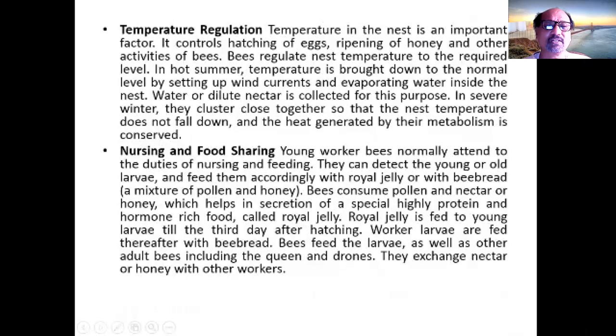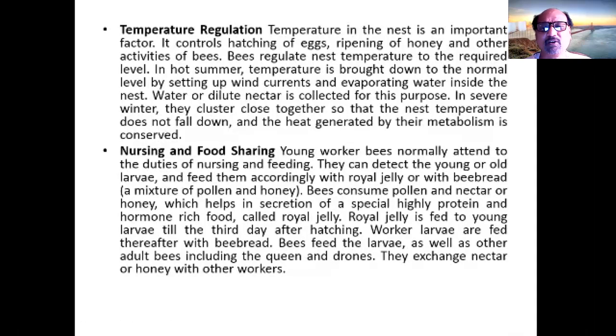Okay, so now this is the temperature regulation. This is another behavior which is found in the bee, known as temperature regulation. The temperature can be regulated by fanning in the bees, or if it is cold, the bees overcrowd the hive and they can make warmth in the colony also. If the temperature rises, they fan with their wings and try to cool the temperature of the colony. Temperature in the nest is an important factor.